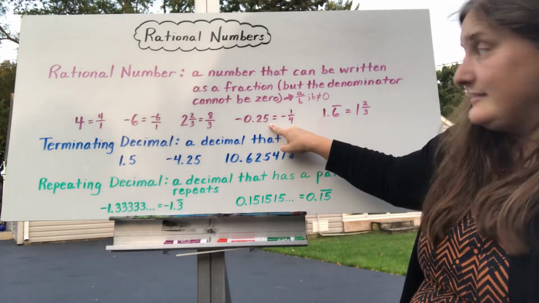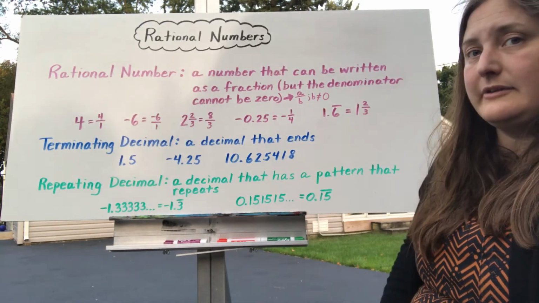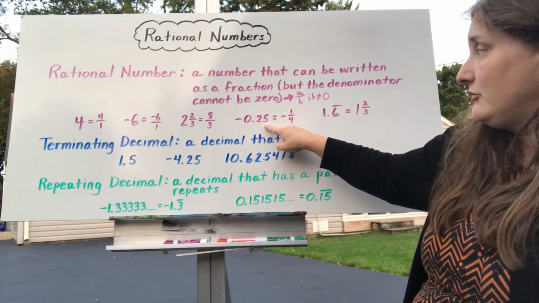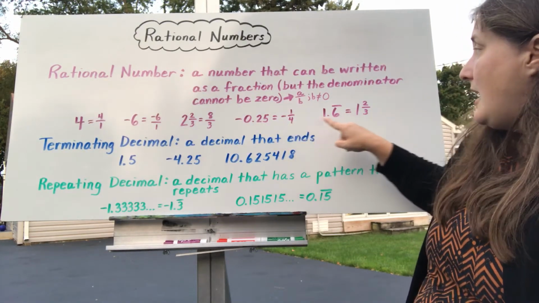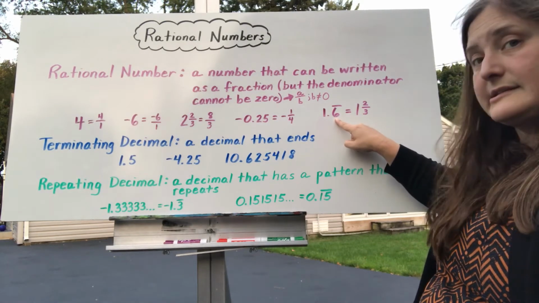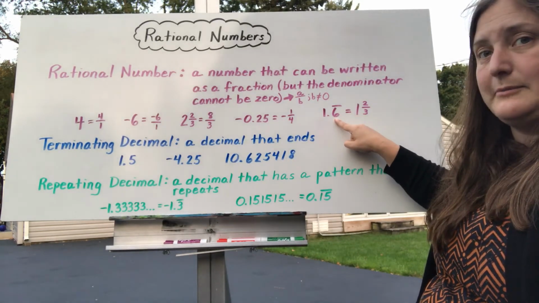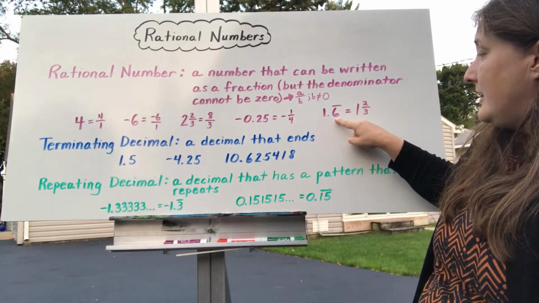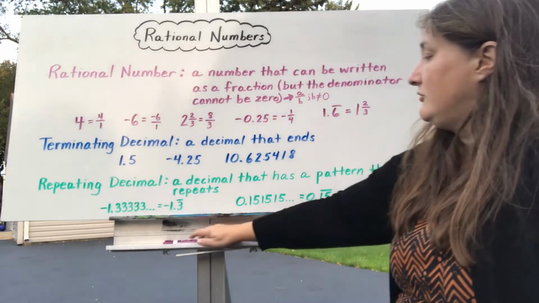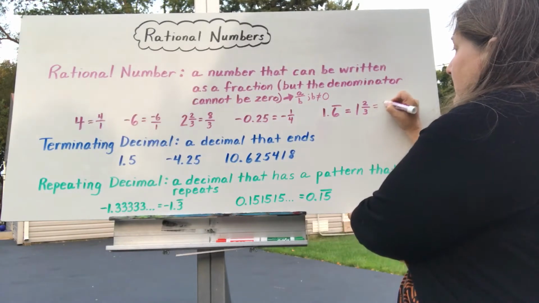Decimals that end, we call them terminating decimals. Any decimal that comes to an ending point, like -0.25 can be written in fraction form. It's actually -1/4. Decimals that have a pattern that repeats, like 1.666666666, on and on. This bar notation here tells me that 6 keeps going. Decimals that have a pattern that repeats can be written as fractions too. So this guy would be 1 2/3, which could then be written as 5/3. So it's in our a over b form.